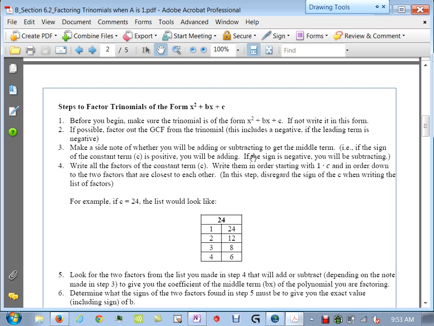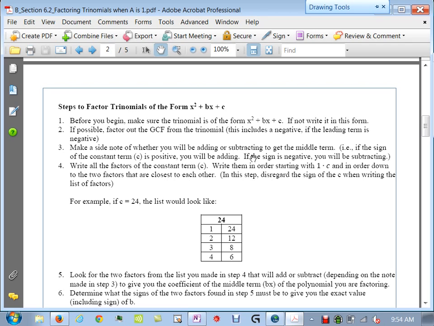We'd write 1 times 24, right? 1 times 24 is 24. 2 times 12 is 24. 3 times 8 is 24. 4 times 6 is 24. 5 times anything? No? And then the next one is what? 6 times 4, but I already have that.